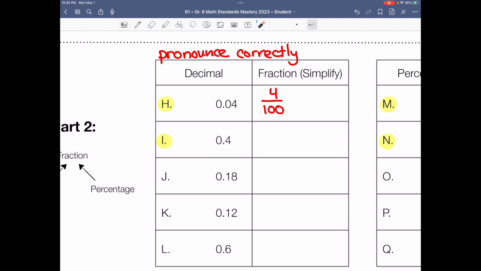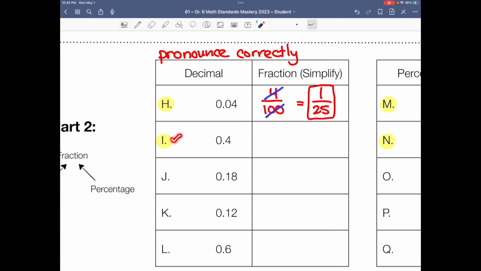And now we can just simplify. So 4 hundredths can be simplified. Divide by 4, divide by 4. 4 divided by 4 is 1. 100 divided by 4 is 25. So your final answer is 1/25.